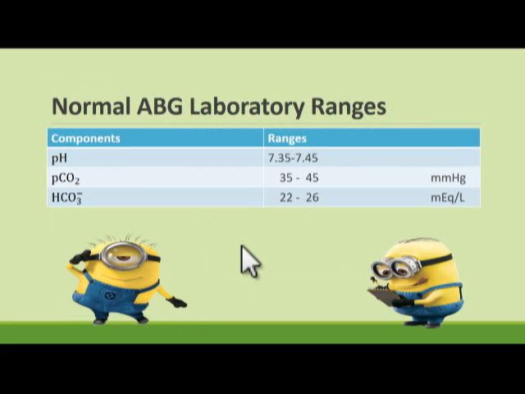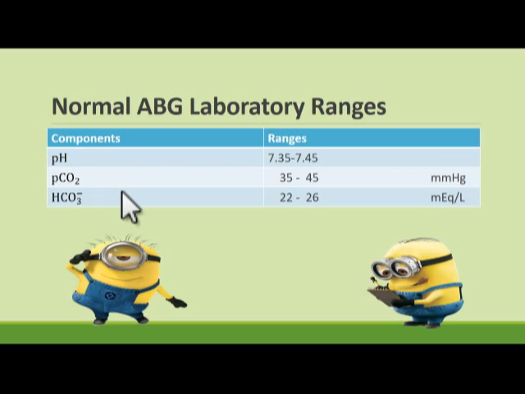In order to master the ABG test, it is important to memorize the normal laboratory ranges. There are three components you should memorize today: pH, PCO2, and HCO3, which is bicarbonate. Do you think it is too much to memorize? Oh, you can definitely memorize them today.